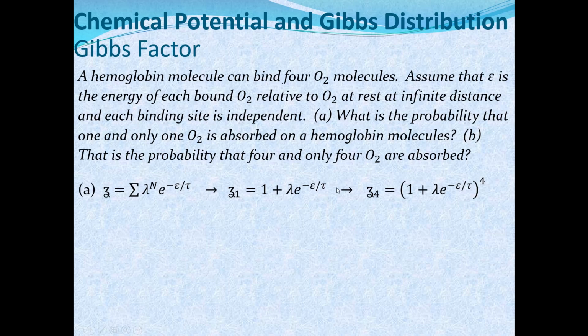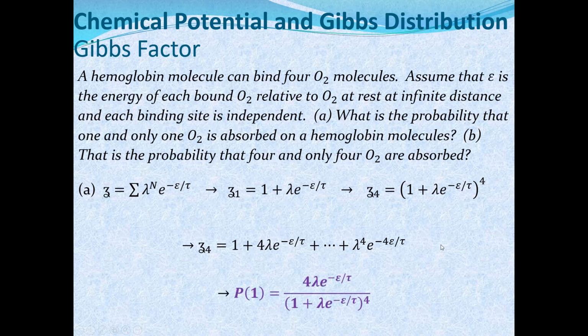We can almost treat each site, they say here that each site is independent. So you could say that this would be for site 1, and then times it by site 2, times by site 3, and so on. So this actually expands into looking something like this: 1 plus 4, and so on. So that means the probability of one molecule being absorbed would be equal to this.